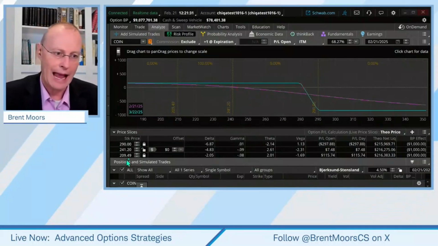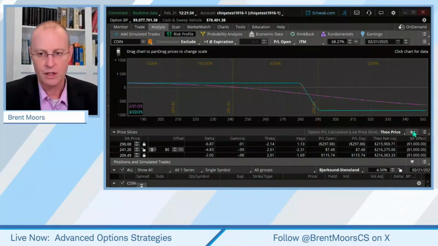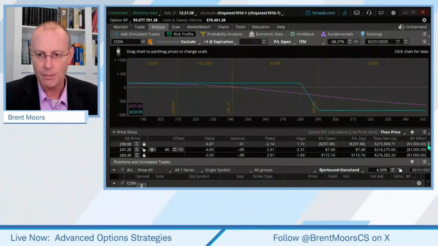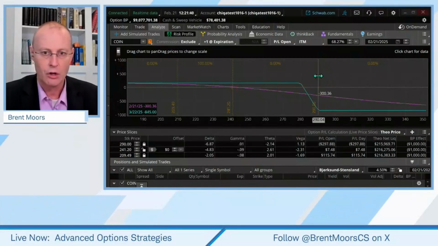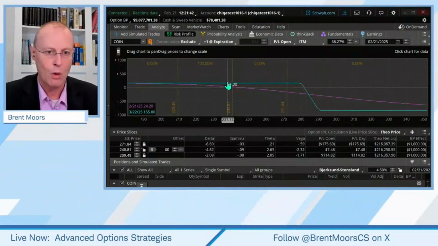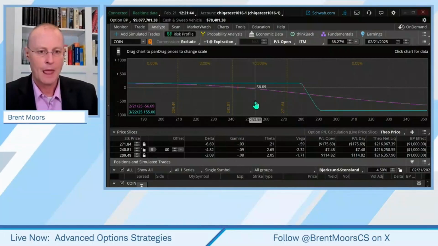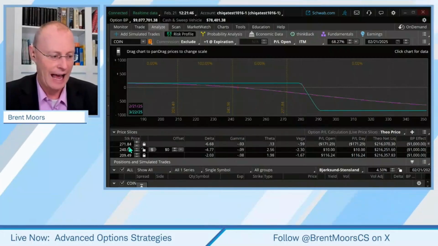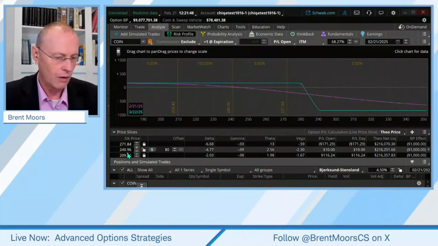Now you know how to add price slices in. You can always click on the plus sign to add another price slice. You can delete them by going to the right side of the page. You can move these around to wherever you want those price slices to be. And of course, you can add in those price slices right here.